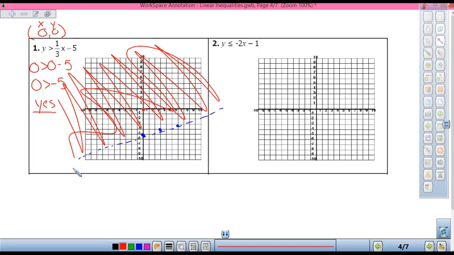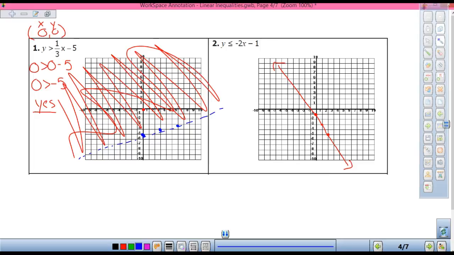All right, so this next one, what's my starting point? -1, and I do what? Down 2 over 1, down 2 over 1. All right, check out your sign, solid or dash? Solid line. So draw a solid line through those points.